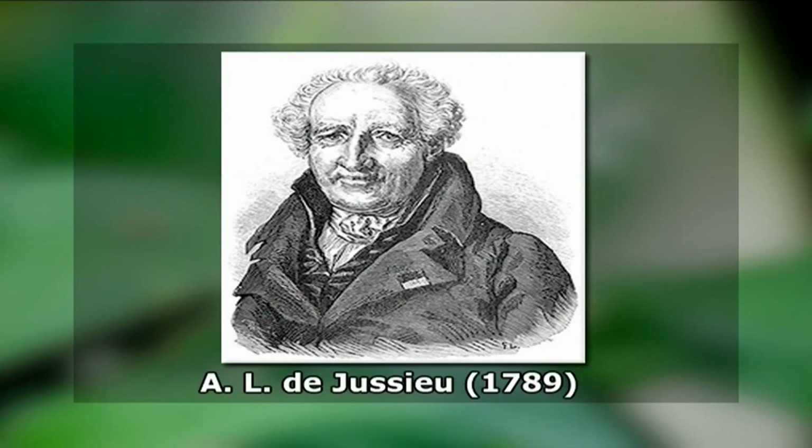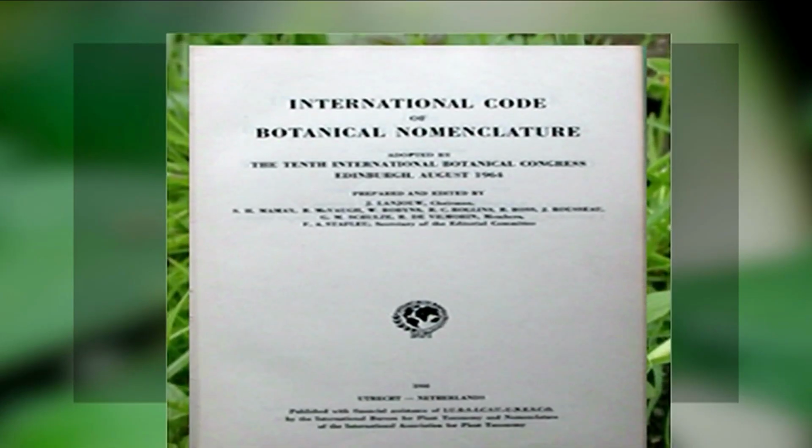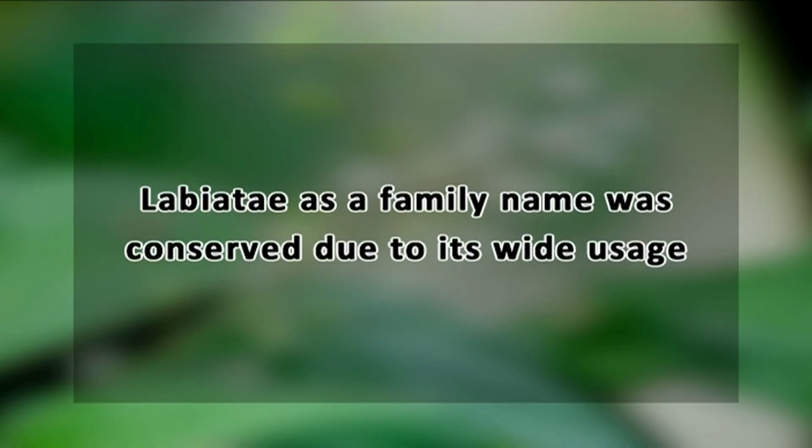Why did we need an alternate family name, Lamiaceae? Because it was already given the name Labiatae by A.L.D. Jussieu. This alternate family name was necessitated due to the typification rule of the International Code of Botanical Nomenclature. At the same time, the earlier name, Labiatae, was also conserved because it was widely used in scientific circles. Now let us discuss the unique features of this family Lamiaceae.